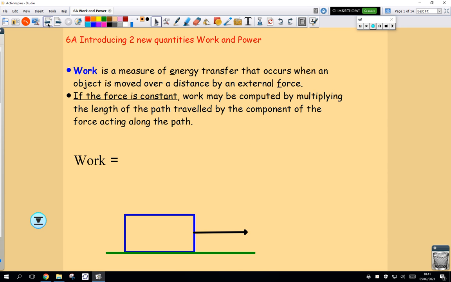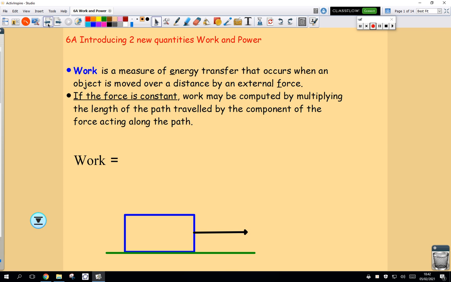Okay, in this lesson I want to introduce two new quantities, work and power. So first, just to define what work is, and then we look at a little equation. We'll draw up one of our little multiplication triangles, change the subject of the formula. We'll do something similar for power, and we'll look at one or two little examples.